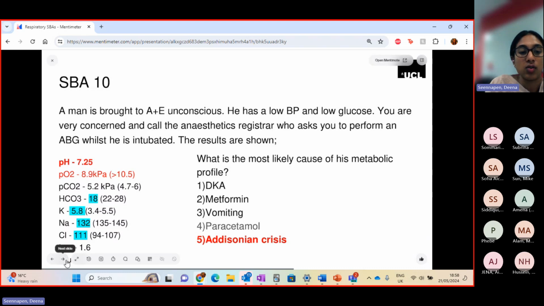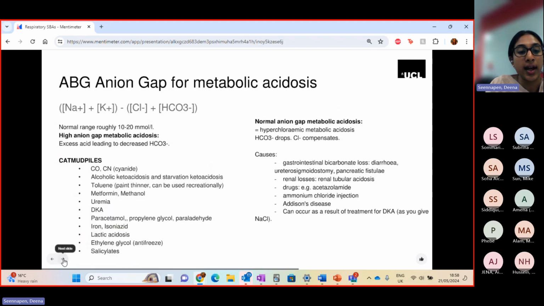The others are all a high anion gap, with DKA sometimes presenting with normal after treatment, but most likely it will be in a high anion gap. So that's the main reason we're thinking of Addisonian disease and an Addisonian crisis.